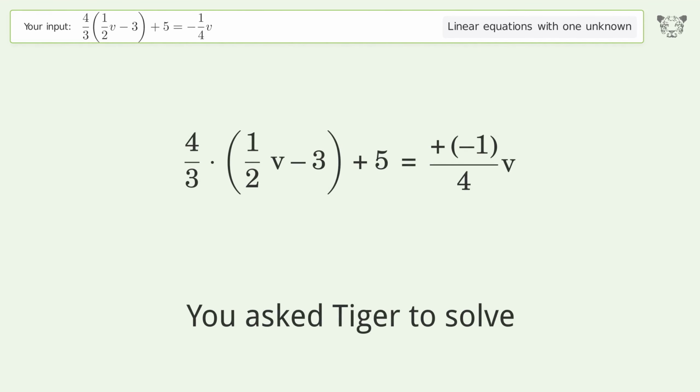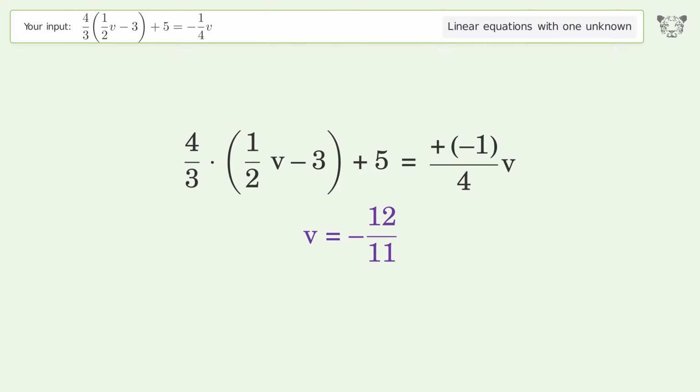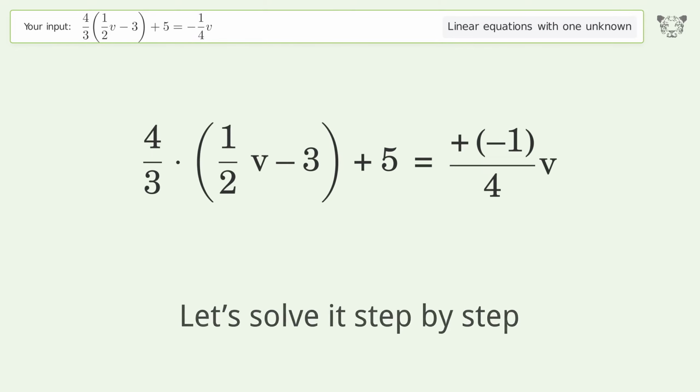You ask Tiger to solve. This deals with linear equations with one unknown. The final result is v equals -12/11. Let's solve it step by step.